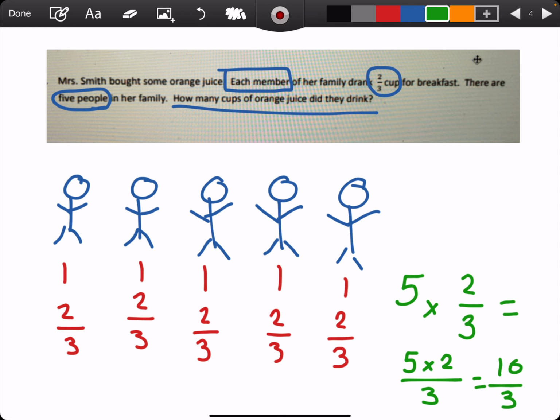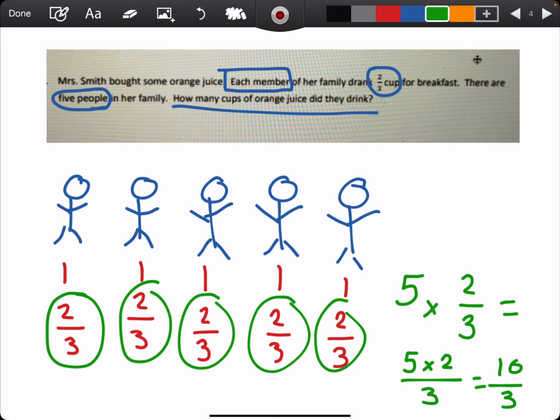Well, actually, how many cups of orange juice did they drink? They each didn't drink 10/3 of a cup. They drank 10/3 of a cup all together. They each drank 2/3 of a cup. All right? So that's how I could visualize it. It would be the same as 2/3 plus 2/3 plus 2/3 plus 2/3 plus 2/3 equals 10/3. Okay? So we can leave that there, and that's just a quick review of multiplying a whole number by a fraction.